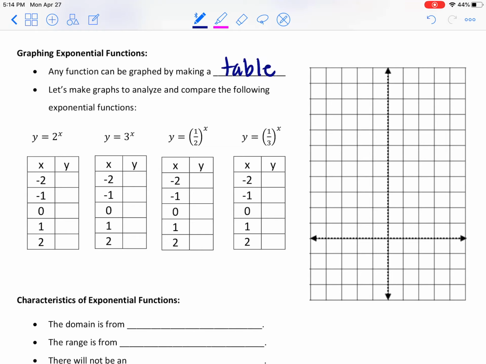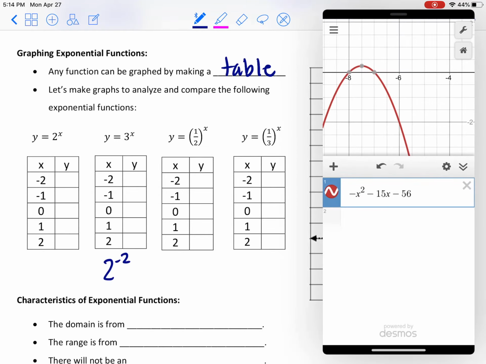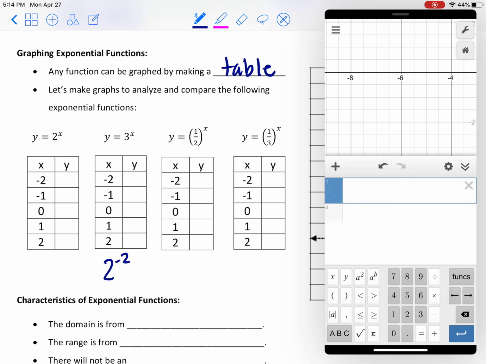Now, I know we have technology that graphs for us, but I really want you to have at least a basic understanding of what's going on with the exponential function, and I don't think we talked about these with the parent functions at the start of the semester. So we're going to graph the old-fashioned way. We can graph any function making a table, and that's the approach we're going to take here. And we're going to start with a base of 2.